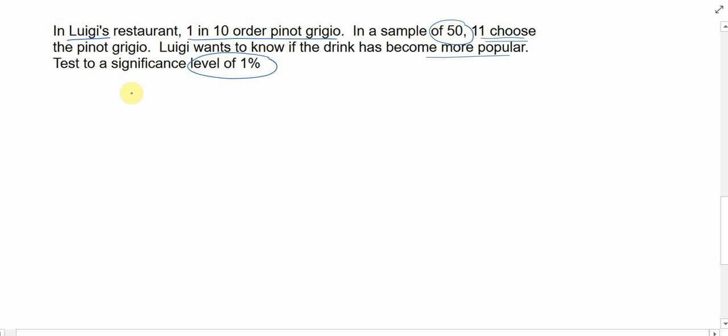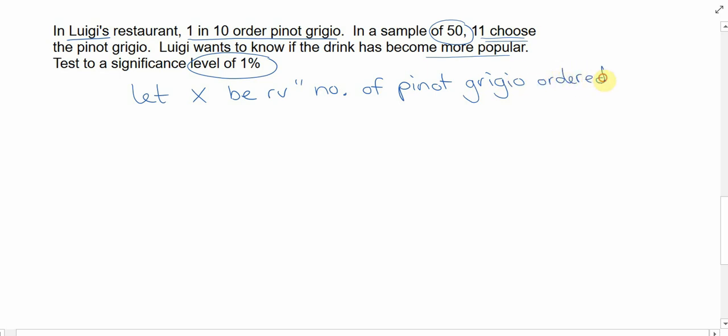Okay, so let's define our random variable. I'm going to stick with X, the number of Pinot Grigios ordered. We're going to define our parameters, so n is 50, and we're just going to put a p here because we're testing the probability. We're seeing if it's what we expect or if it's lower or higher. So H0, the probability is what we're expecting. So we're expecting it to still be 1 in 10, so 1 out of 10.